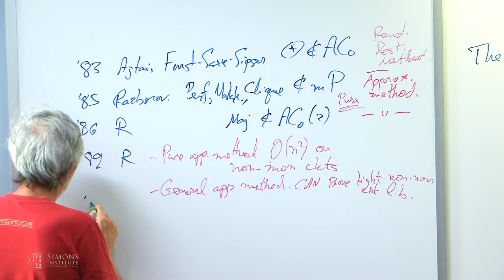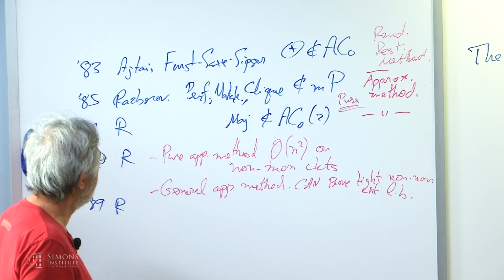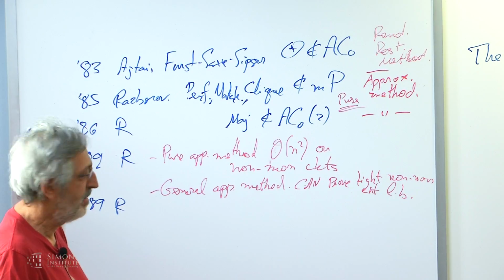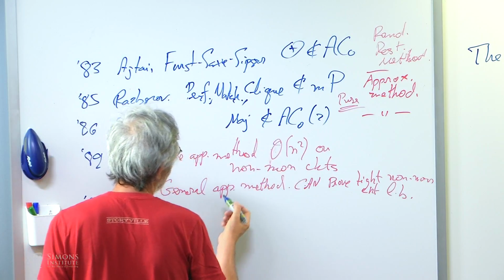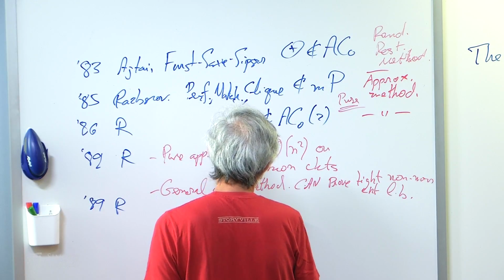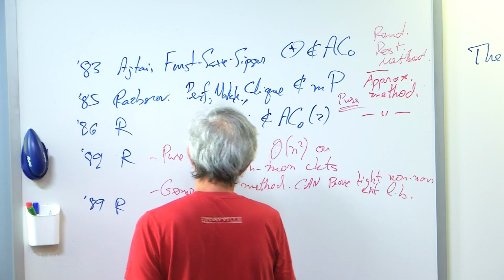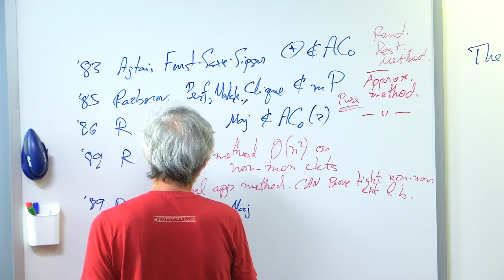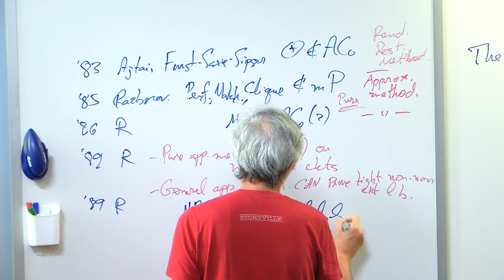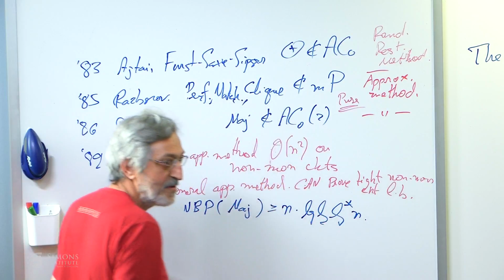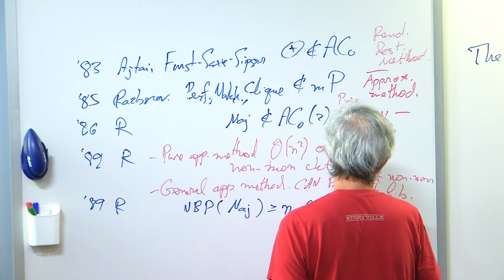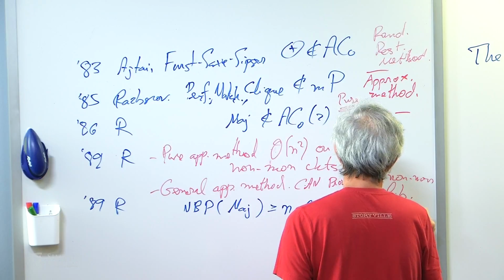He showed another result where he applied the general approximation method to branching programs, to non-deterministic branching programs. So he proved some non-deterministic lower bound, more or less that the non-deterministic branching program size of majority is at least something like n times log star n. So it's a big deal, and especially because it uses the same general approximation method.